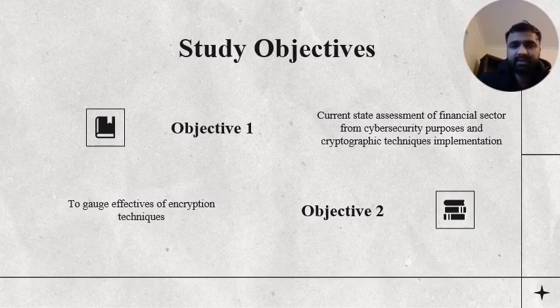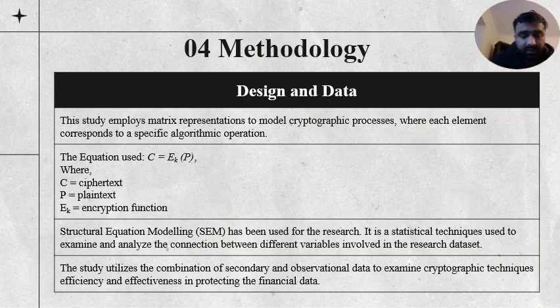So next slide. Methodology design data. This study employs the metric representation to model cryptographic processes, where each element corresponds to a specific algorithm operation. The equation used was C = E_K(P), where C was the ciphertext, P was the plain text, and E_K was the encryption function.